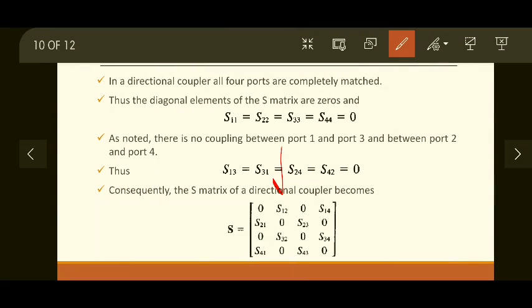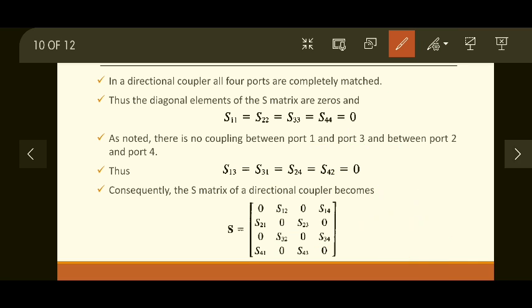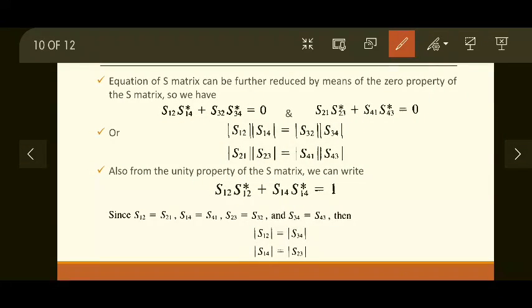Let's consider this column and this column. By the zero property, what will happen? S12 into S14 conjugate plus S32 and S34 conjugate, this addition will be equal to 0. Let's see whether it is mentioned the same or not. Yes, S12 S14 conjugate plus S32 S34 conjugate is equal to 0.